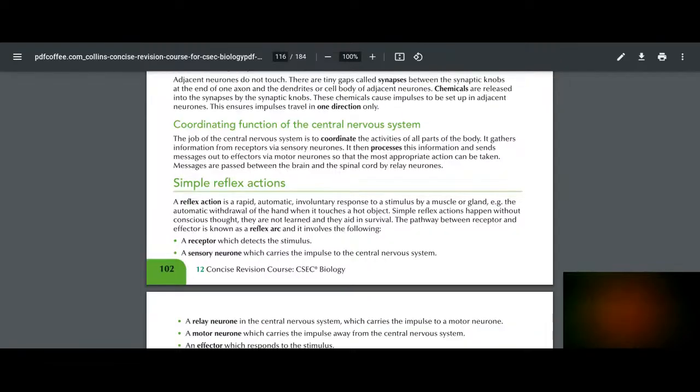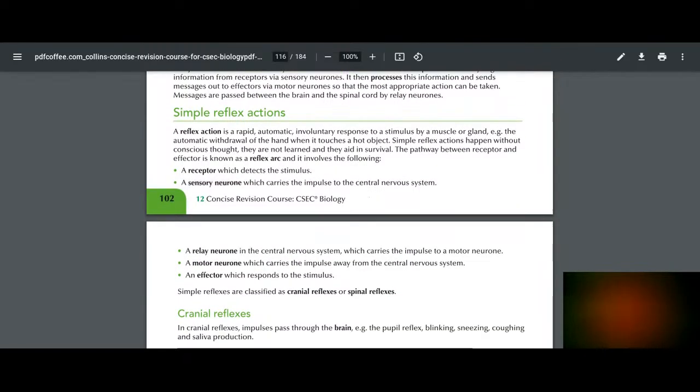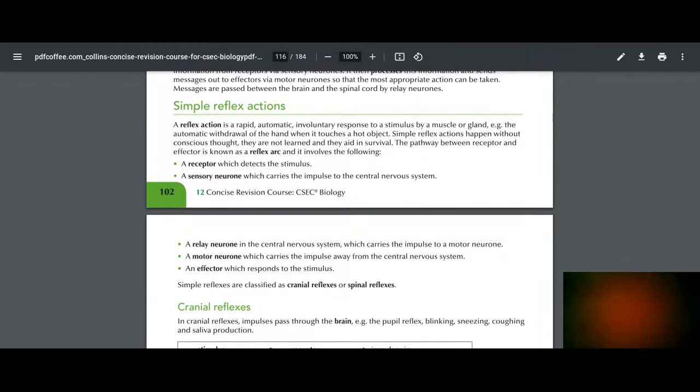All right, let's talk about the relay neuron. Let's talk about the simple reflex action. The simple reflex action is a rapid, automatic, involuntary response to a stimulus by a muscle or gland. For example, the automatic withdrawal of the hand when it touches a hot object.